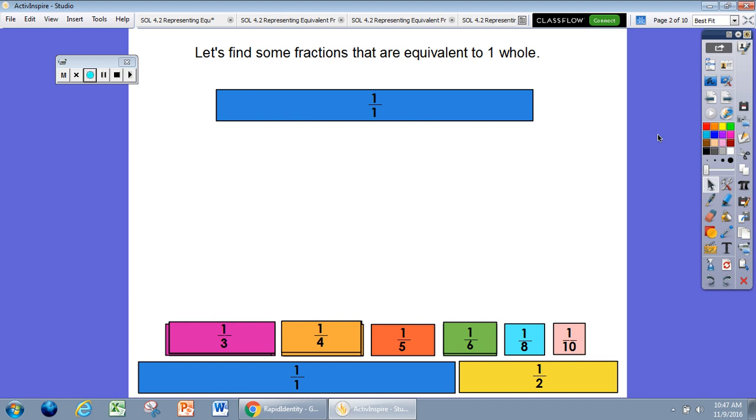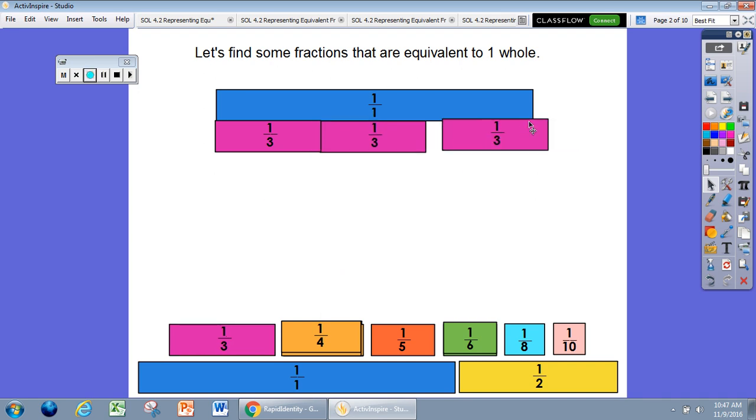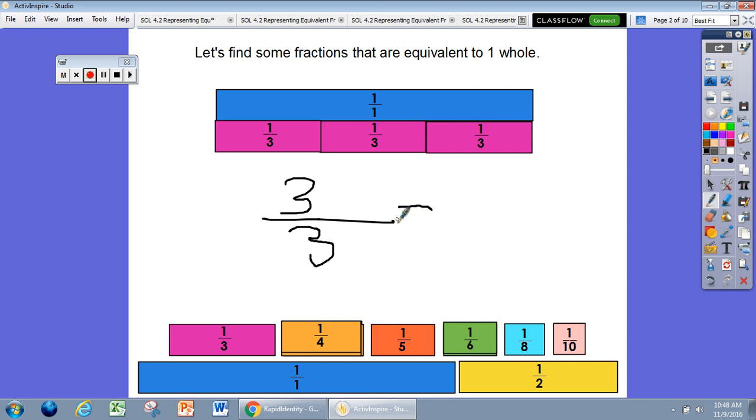Let's find some fractions that are equivalent to one whole. I wonder how many thirds it would take to be equivalent to one whole. Let's try it. Here we have 1/3, 2/3. Wow, you guessed it. 3/3 is equivalent to one whole. And I would write that as 3/3 is equivalent to one whole.